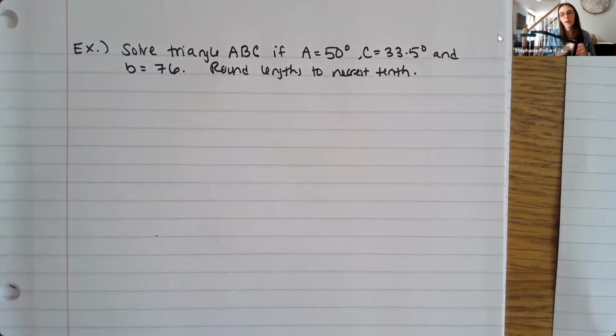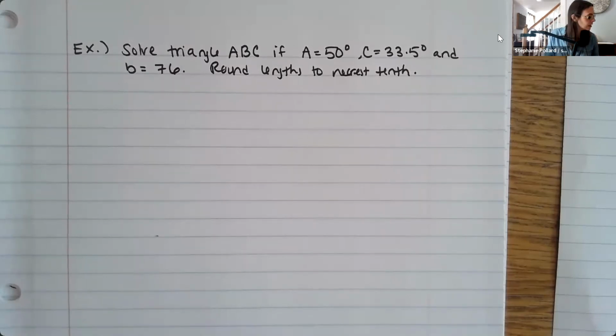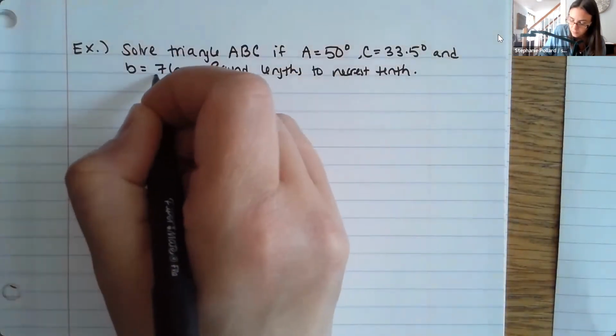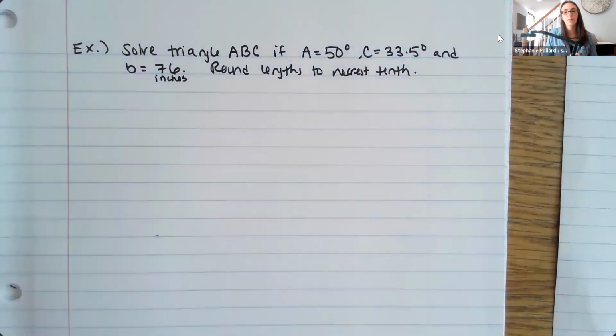So we're going to solve the triangle ABC. Sometimes we name triangles based on their angle names. A is going to be 50 degrees, C is going to be 33.5 degrees, and B is going to be 76. It doesn't give us units there, it just says 76. So why don't we choose units? Let's go with inches again. You could do something different.